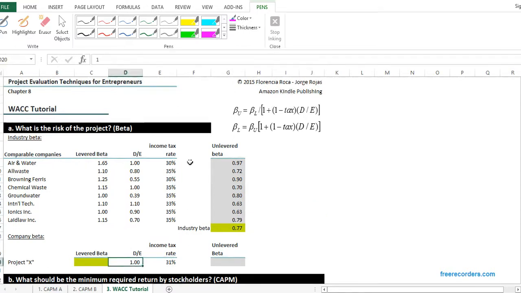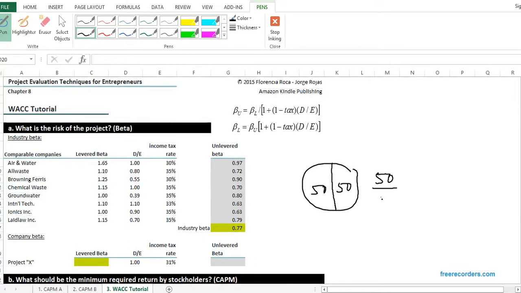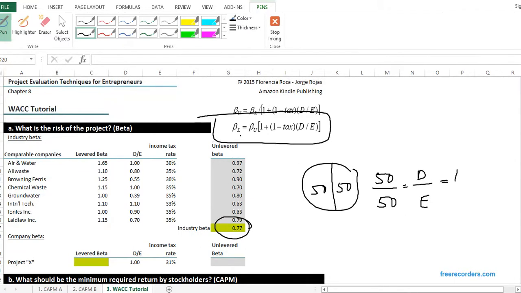It has a 50-50 capital structure, something like this. So debt to equity is 50-50. Debt to equity is 1. So it's a levered firm. We need to increase this number using the second formula. Notice that here we are dividing, and here we multiply. That is the difference. So we're going to increase this number, introducing the financial risk for a levered company.